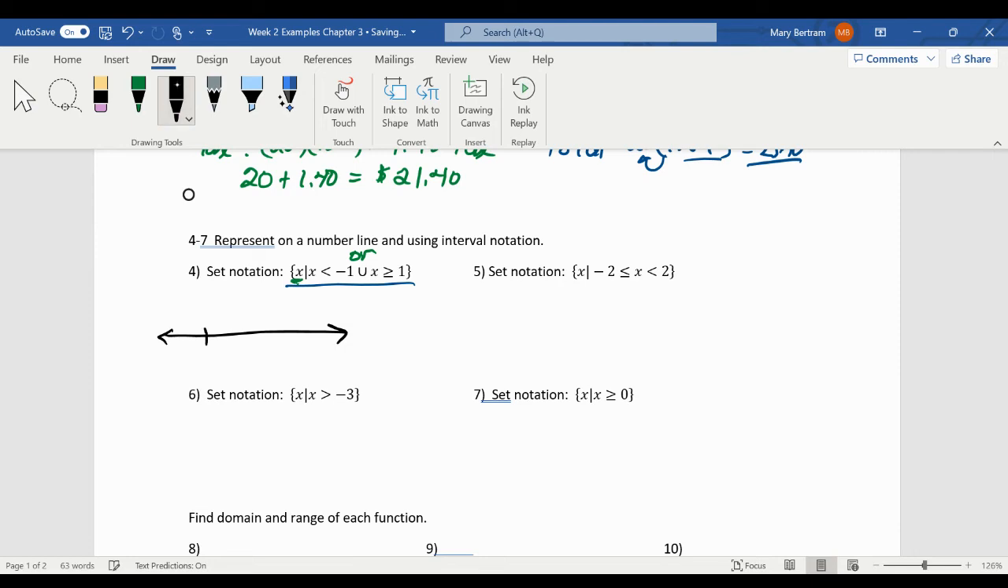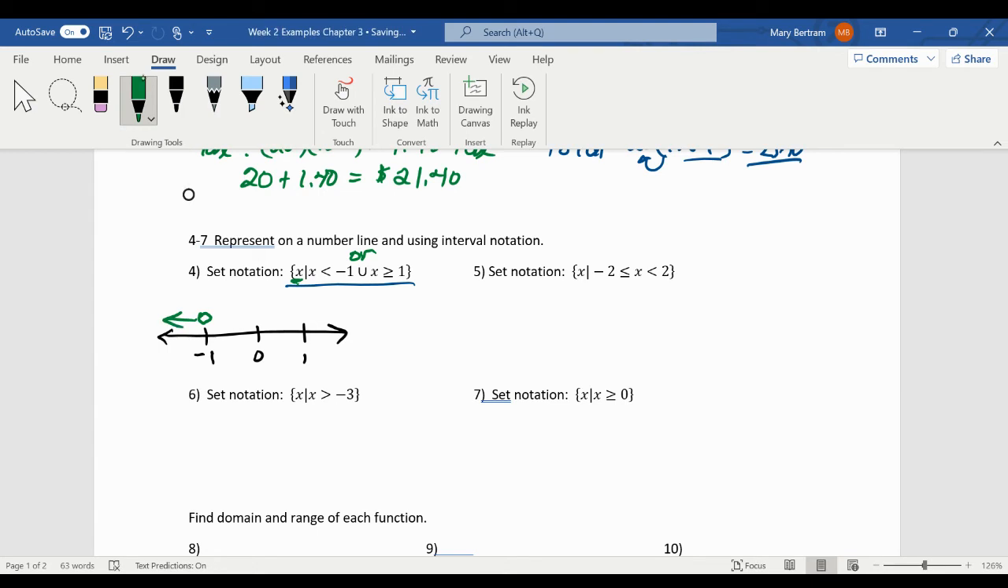All right, so I'm going to put -1, 0 and 1, just putting those values on. Okay, so x is less than -1. That's an open circle because it's not "or equal to." I'm going to draw it above just so we can see it. And less than means shade to the left.